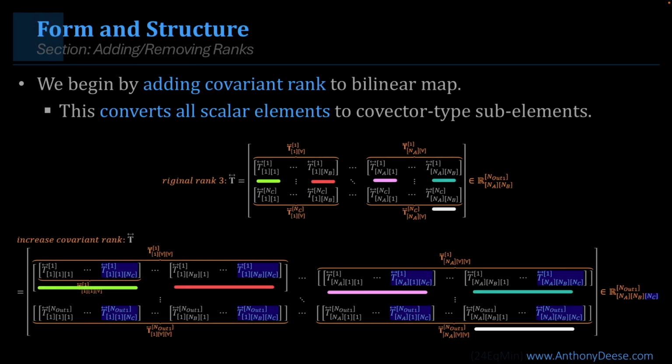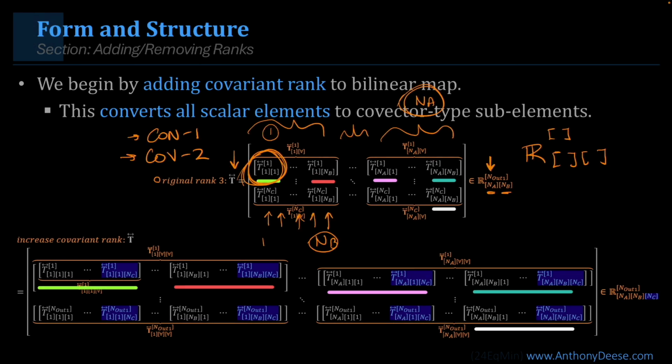So, that's what we see down here. The green underlined element becomes a horizontal array. The red becomes a row-oriented array. The purple becomes a row-oriented array. Teal and white. And as you can see, the size changes with the addition of a third subscript, which is indicating now that we need to define the length or the size along that new covariant rank.